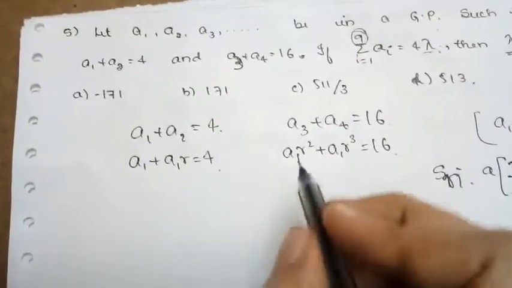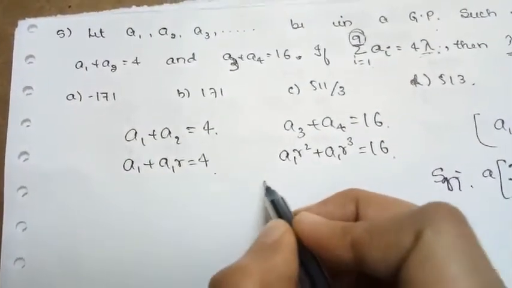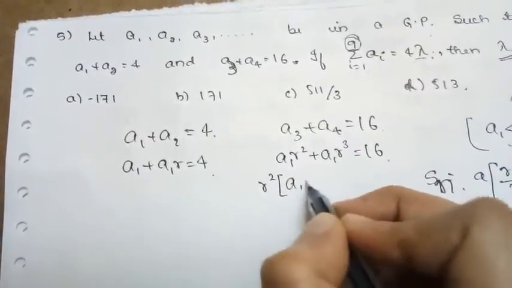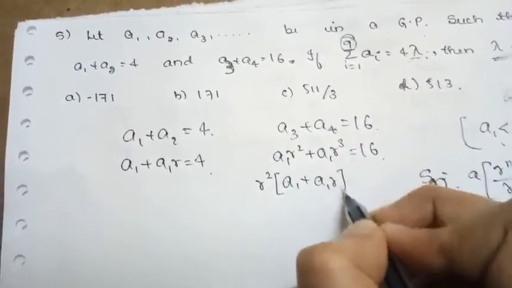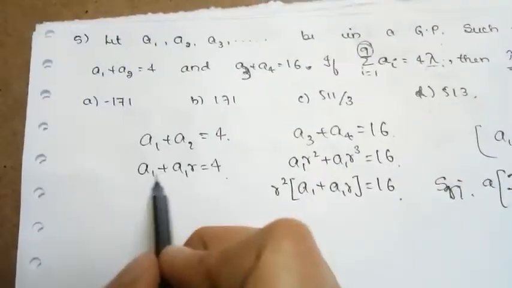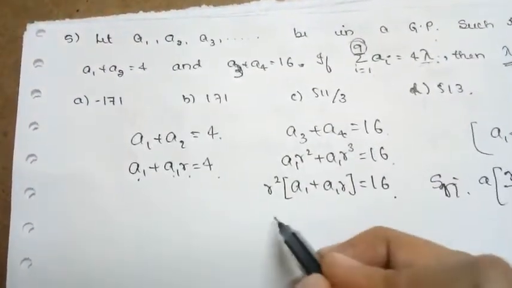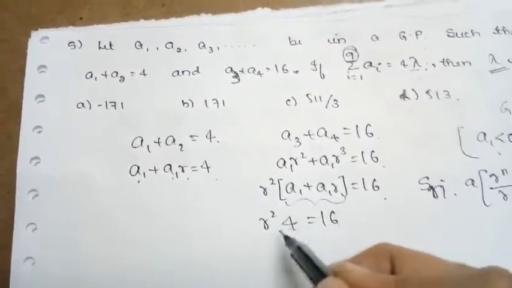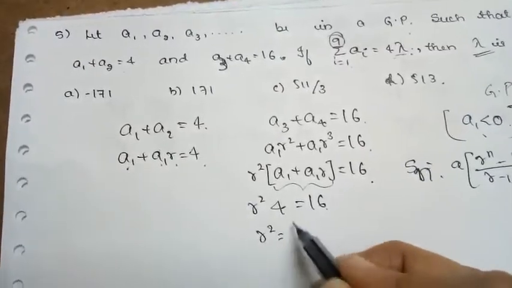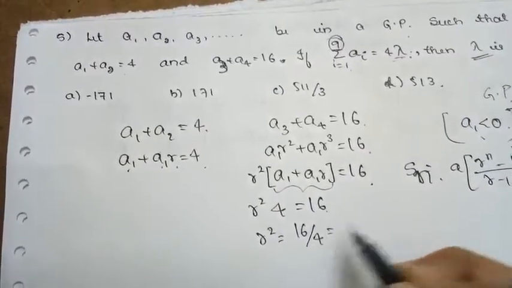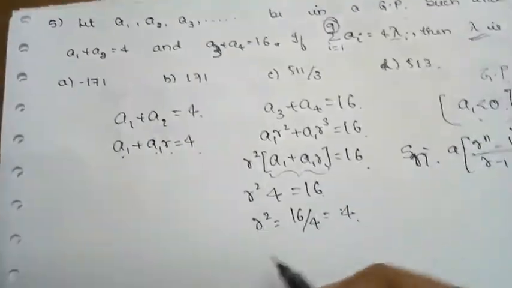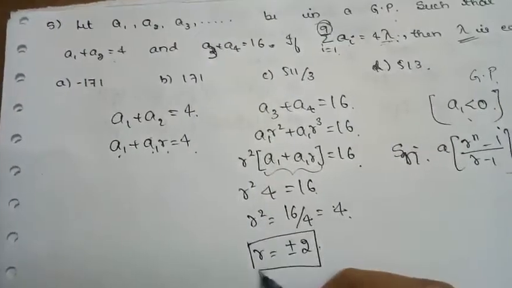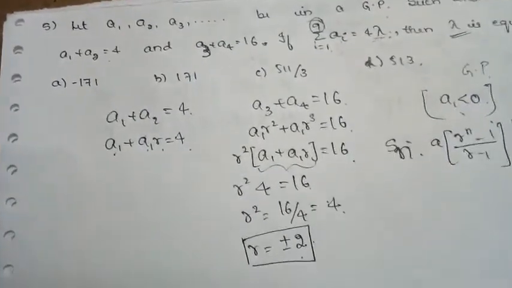By this data, if I take r square common, what is remaining here is a1 plus a1r, which is equal to 16. We have a1 plus a1r is equal to 4, so this value will become 4. Now the value of r square is 16 by 4, which is equal to 4. So r is plus or minus 2.